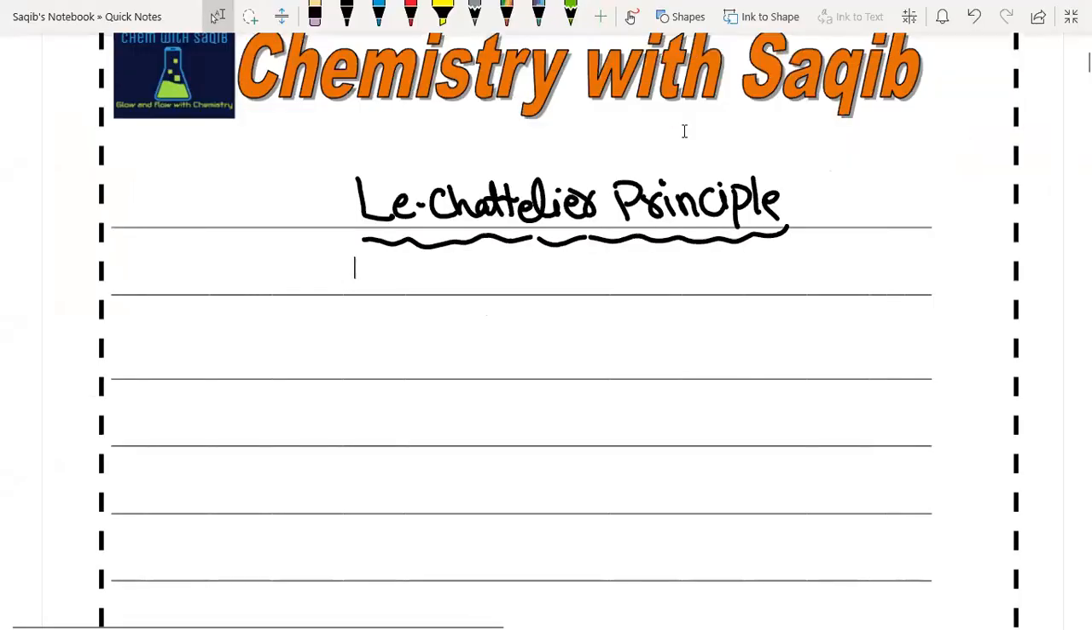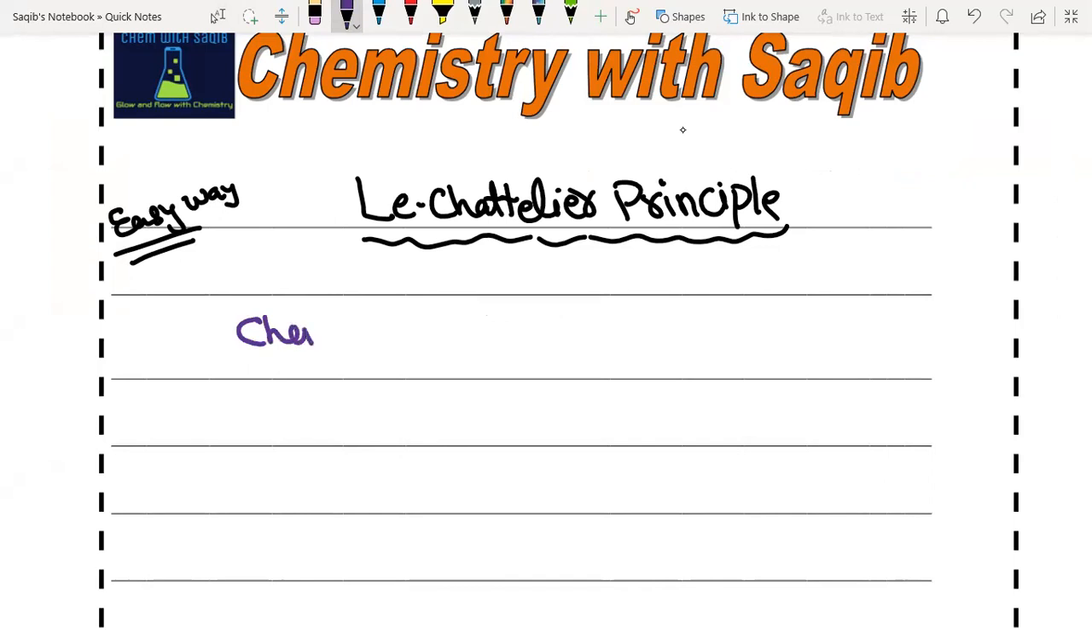Okay, today we will discuss the short notes, or the easy way to understand Le Chatelier's principle. So just have a quick review. What does Le Chatelier's principle state? It states that when any chemical reaction, and any means any reversible chemical reaction, so it applies only on a reversible chemical reaction, is at equilibrium.